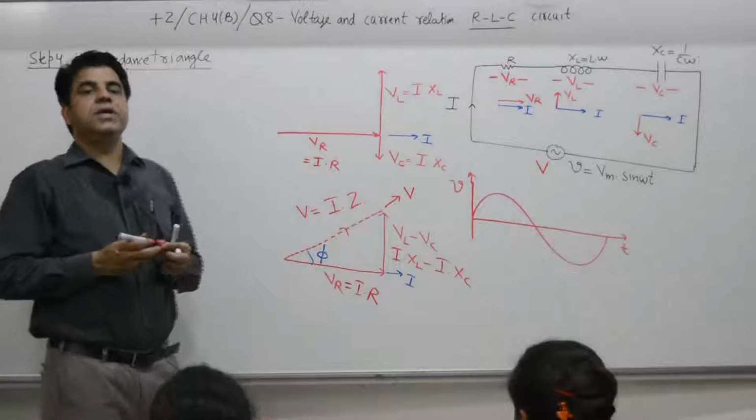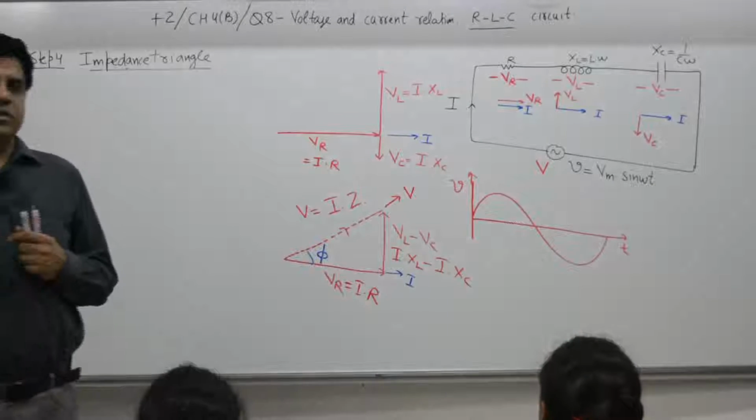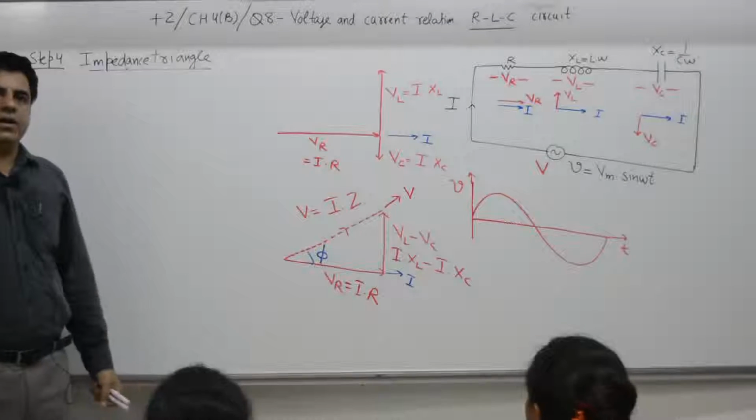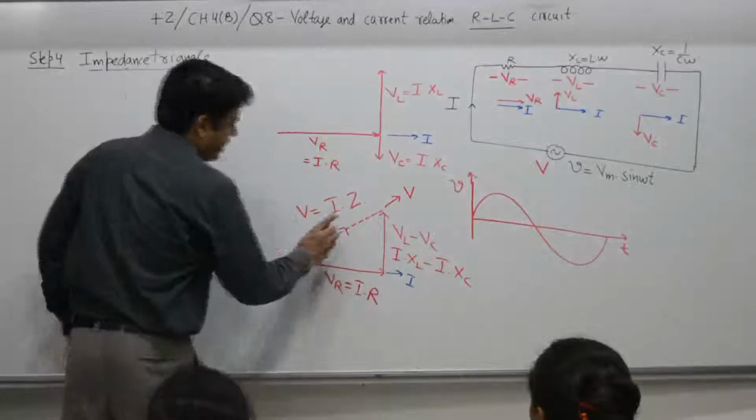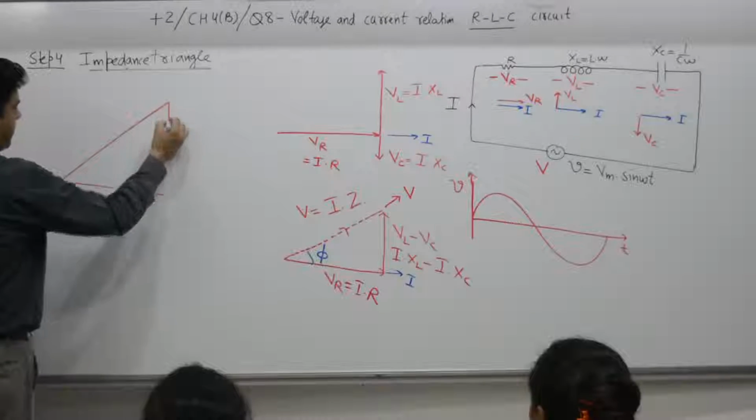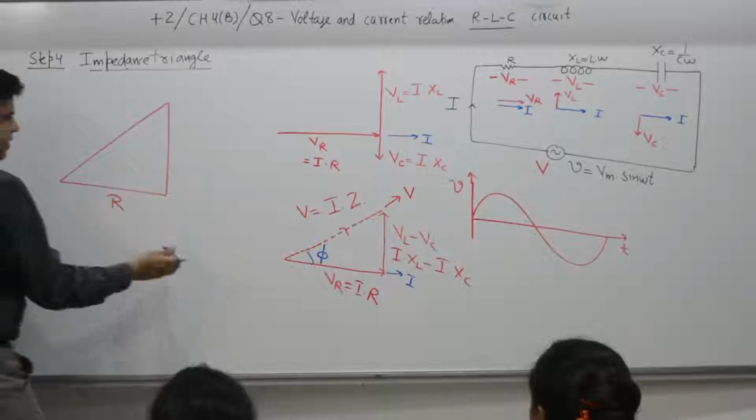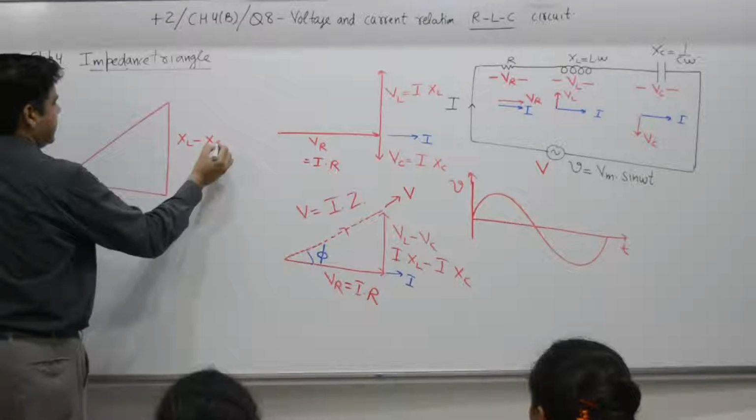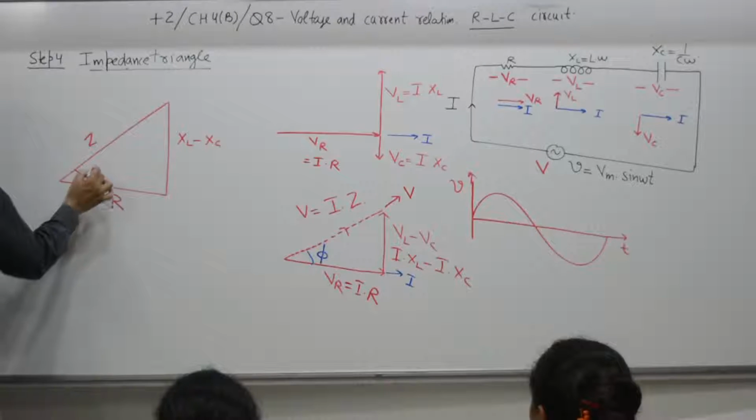What is Z? Impedance. Overall opposition by the total circuit is known as impedance. How do you make impedance triangle if you know the voltage triangle? What to eliminate? Yes, I. Eliminate I from all these, then what you are left with is, if you remove I from this side, what you get is R. If you remove I from this side, what you get is XL minus XC. And if you remove I from this side, what you get is Z. This angle is phi.